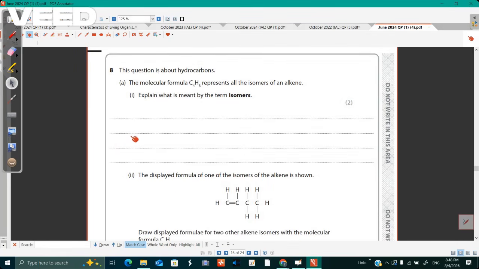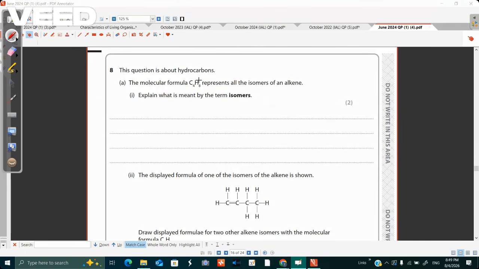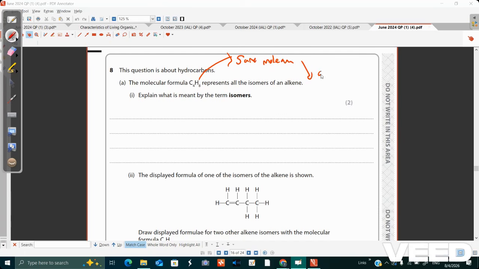This question is about hydrocarbons. The molecular formula represents all the isomers of alkenes. What is an isomer? Tell me. Same molecular formula but different structural or displayed formula. So this is the molecular formula. Using this, you should be able to make two different structures.